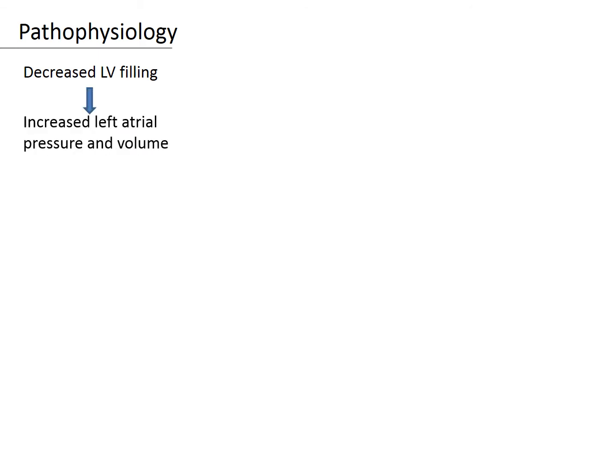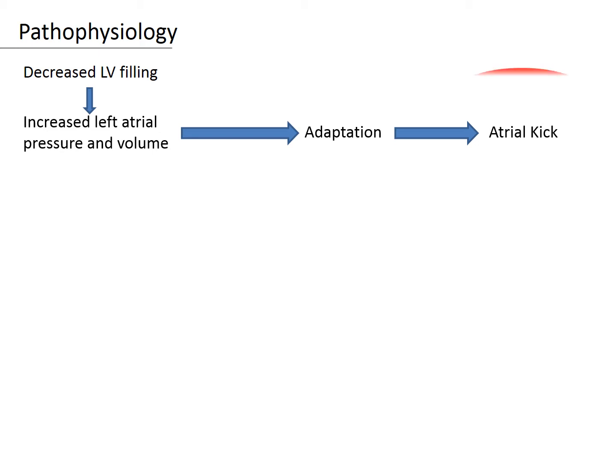As a result of mitral valve stenosis, there is decreased left ventricular filling or decreased left ventricular preload, and this results in a depressed left ventricular ejection fraction in up to 25% of patients with mitral stenosis. Decreased left ventricular filling is associated with increased left atrial pressure and volume, and this results in a stronger atrial contraction or atrial kick, causing the patient to have palpitation.